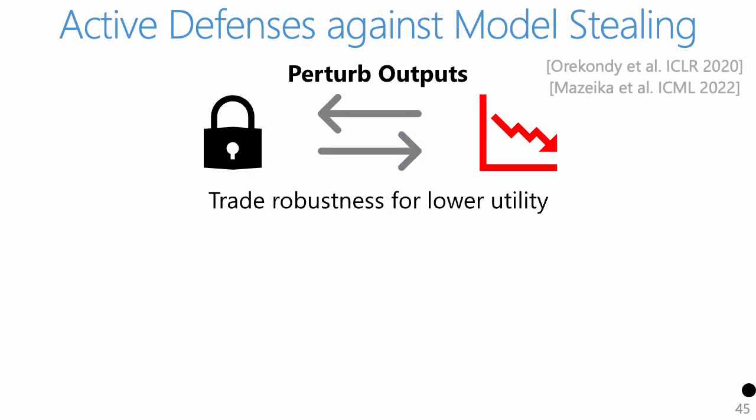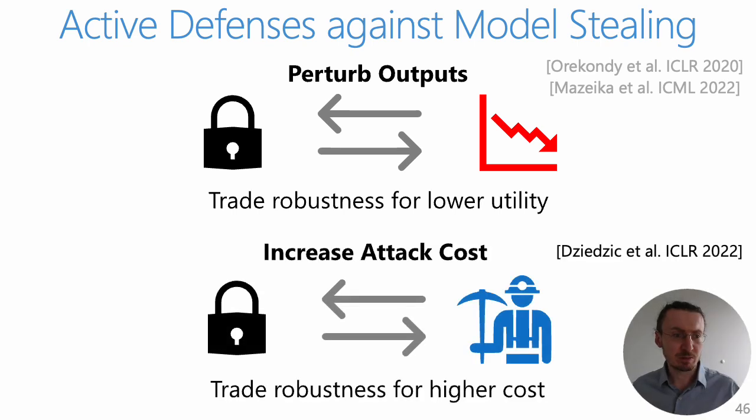Current active defenses perturb the outputs to poison the training objective of an attacker. This means that the perturbed outputs make the training of the stolen copy much more difficult. At the same time, these defenses harm the performance of legitimate users. These defenses exchange higher robustness for lower quality of outputs for legitimate users. As I mentioned, we can just use defenses that are so-called proactive. It's a different type of active defenses. They just increase the attack cost.